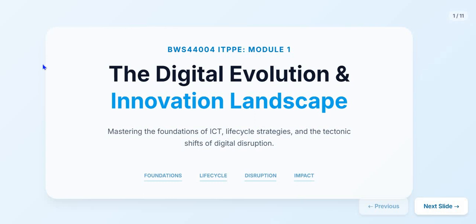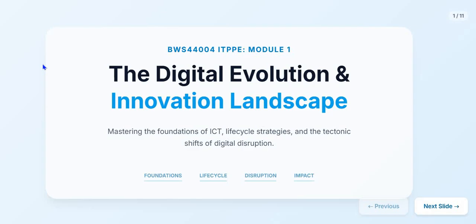Welcome to Module 1, the Digital Evolution and Innovation Landscape. As you begin your WBL, work-based learning journey, it is vital to understand that the technology you see around you today didn't appear overnight. It is the result of a massive, ongoing tectonic shift. Today, we are going to explore how we got here and how innovation actually works, and why some giants fall while tiny startups rise to global dominance.